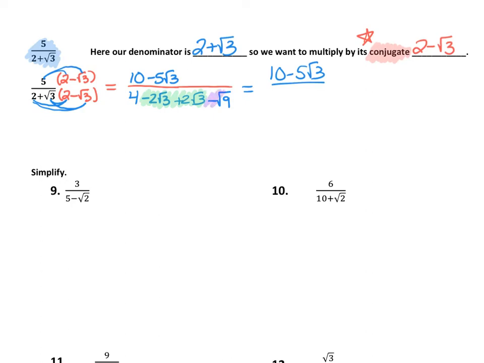Now, I have negative square root 9. Well, what's the square root of 9? Square root of 9 is 3, right? Because 9 breaks down into 3 and 3. So in the bottom, I'm really going to have 4 minus 3, because that negative square root of 9 becomes a minus 3. So I'll have 10 minus 5 root 3 over 1, which is really just 10 minus 5 root 3 as my final answer. If you leave it over 1, that's okay, but technically the most simplified form, we don't need the 1. So let's try a few more of these.